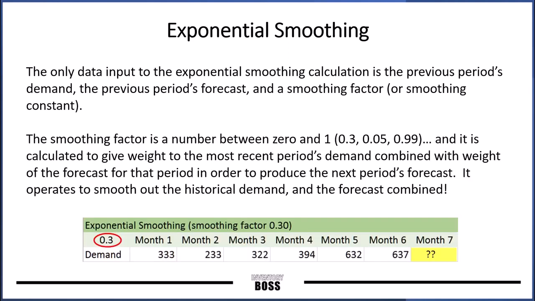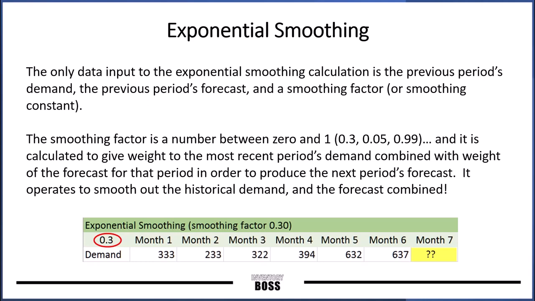The smoothing factor is a number between 0 and 1, kind of like the weighted moving average. It has rules. With the weighted moving average, all three periods had to equal 1, but with exponential smoothing, we need a number between 0 and 1. And that number is calculated to give weight to the most recent period's demand combined with the weight of the forecast for that period in order to produce the next period's forecast. Again, a mouthful, I get it, but it makes a lot of sense once you see it in action.